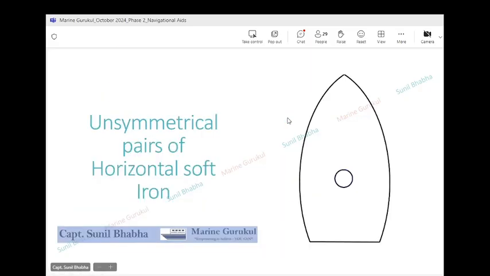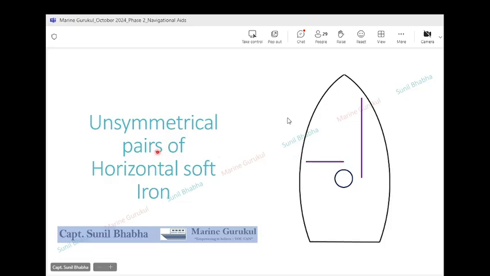Let me now show you the kind of structures which may generate coefficient A on a particular ship. Now we have seen that coefficient A is generated because of unsymmetrical pairs of horizontal soft iron. Horizontal soft iron (HSI) can be present in two orientations. We can have a fore and aft horizontal soft iron, something like this one. This is horizontal soft iron in the fore and aft direction. And we can also have horizontal soft iron in the athwart ship orientation. You now see another horizontal soft iron which has an athwart ship orientation.